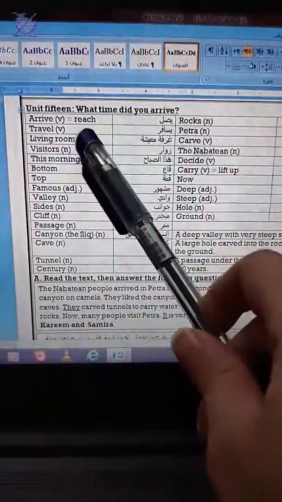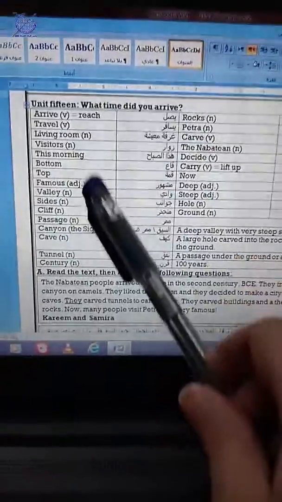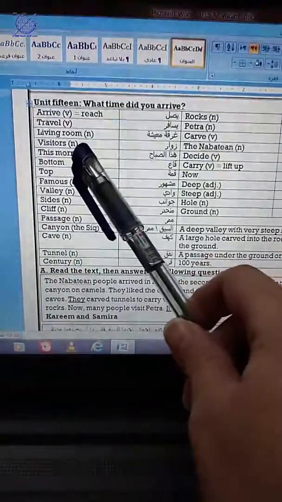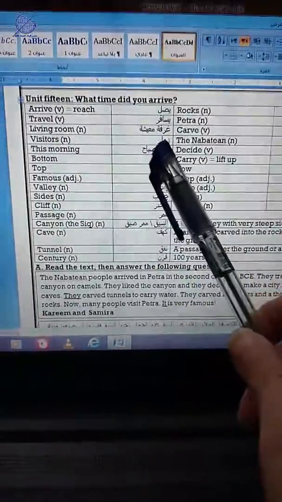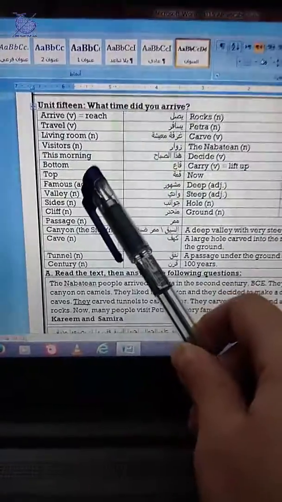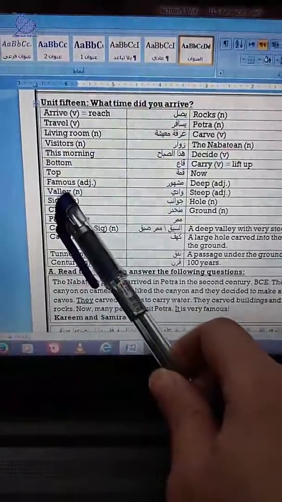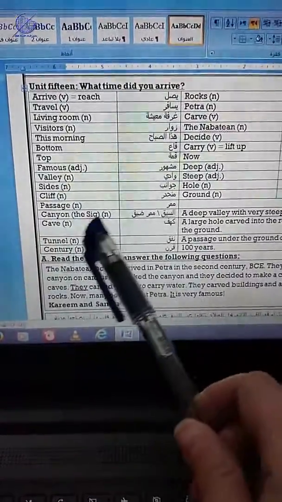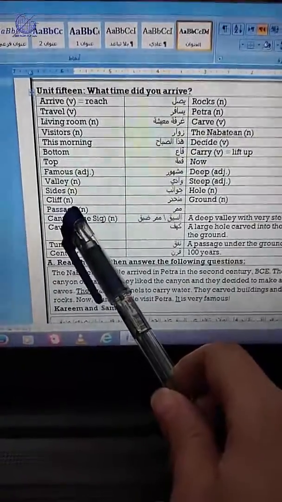Arrive, verb, reach. CH here I remind you to pronounce it "cha". Reach, يصل. Travel, verb, يسافر. Living room, noun, غرفة معيشة. Visitors, noun, زوار. This morning, هذا الصباح. Bottom, قاع, and its opposite is top, قمة. Famous, adjective, مشهور. Valley, noun, وادي.